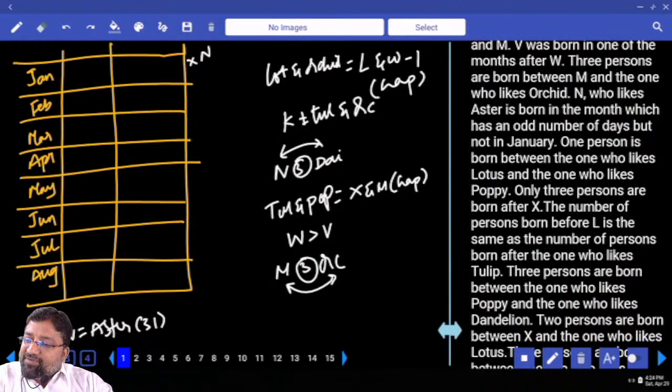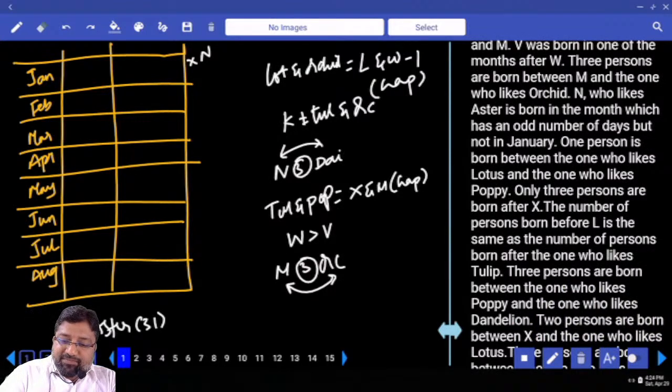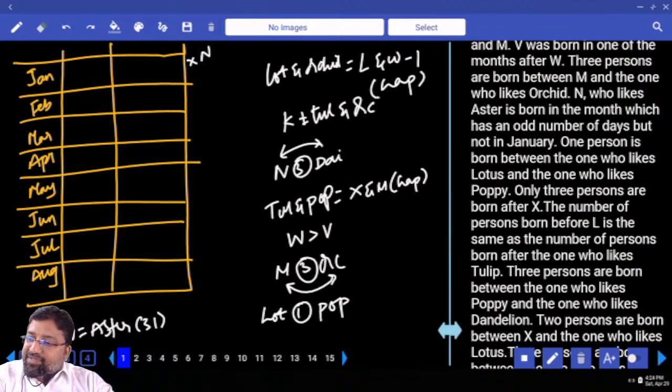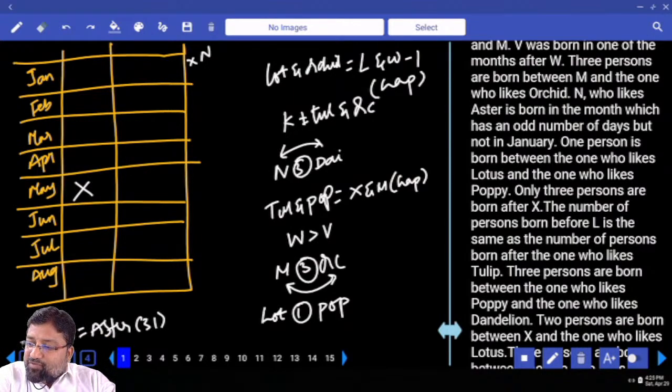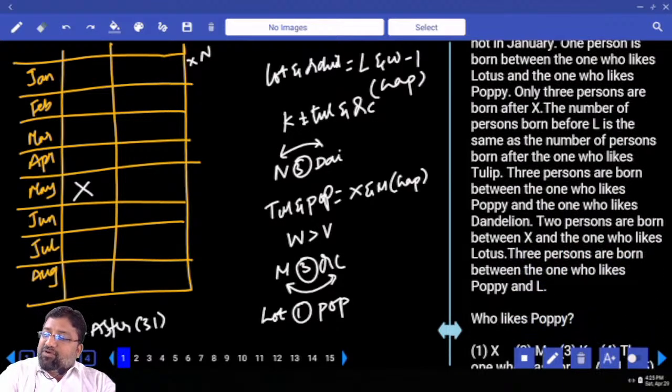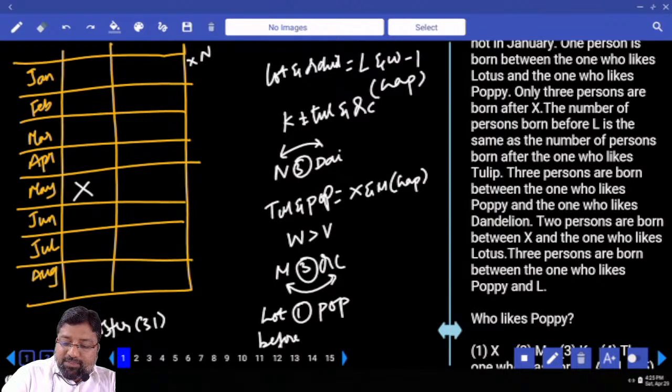One person is born between the one who likes lotus and poppy. Lotus and poppy, there is only one person. Only 3 persons are born after X. So X is in. Only 3 persons were born after X. Next line. The number of persons born before L is the same as the number of persons born after tulip. Before L is equal to after tulip.